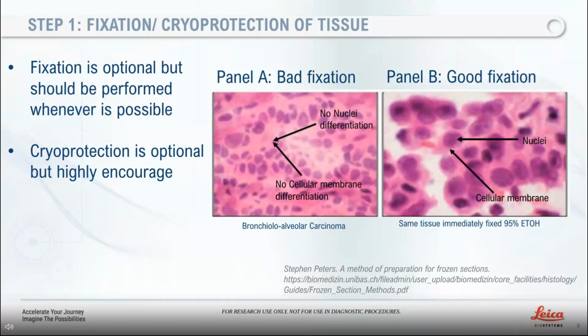Cryoprotection is optional but very well adopted into the research field. The sucrose solution protects the tissue and makes it less buoyant, so the tissue gains molecular weight and becomes easier to cut. The sucrose solution step for cryoprotection is very common in the research lab.